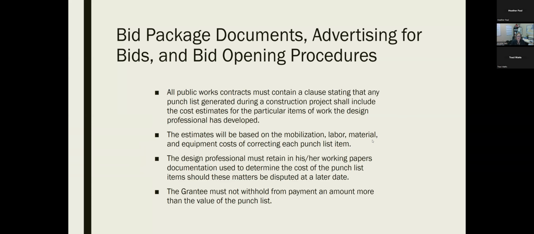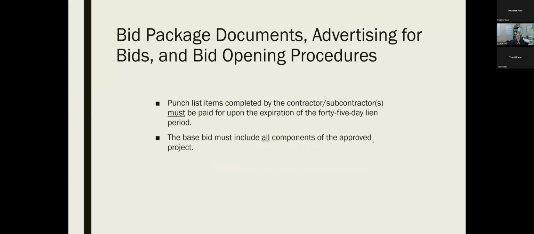So all public work contracts must contain a clause stating that any punch list item generated during a construction project shall include the cost estimates for the particular items of work the design professional has developed. These estimates are based on the mobilization, labor, material, and equipment costs of correcting each punch list item. The design professional must retain in his or her working papers documentation used to determine the cost of the punch list items should these matters be disputed at a later date. The grantee must not withhold payment in an amount of more than the value of the punch list. The punch list items completed by the contractor and subcontractors must be paid for upon the expiration of the 45-day lien period. The base bid must include all components of the approved project.